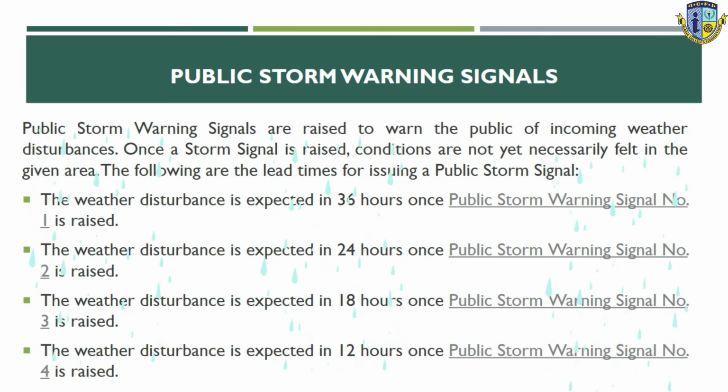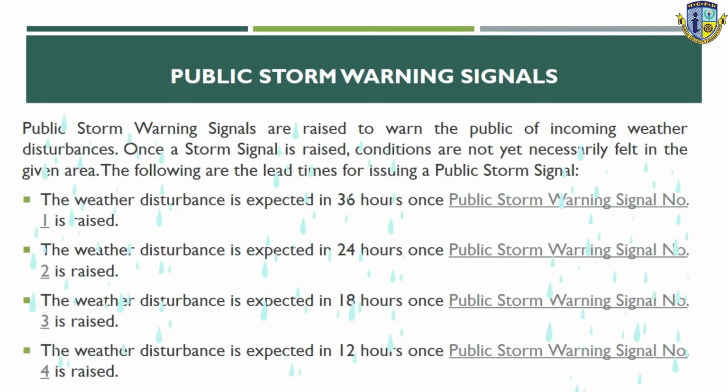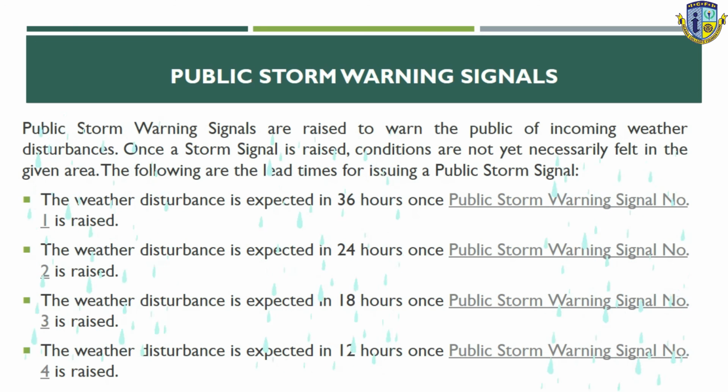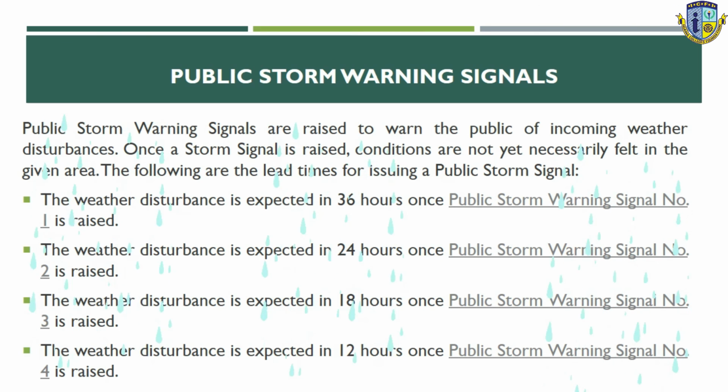The weather disturbance is expected in 36 hours once public storm warning signal number 1 is raised. The weather disturbance is expected in 24 hours once public storm warning signal number 2 is raised. The weather disturbance is expected in 18 hours once public storm warning signal number 3 is raised. The weather disturbance is expected in 12 hours once public storm warning signal number 4 is raised.